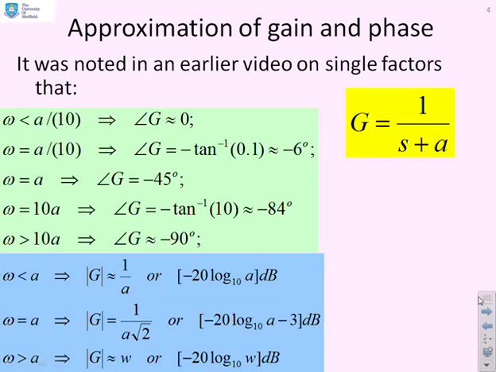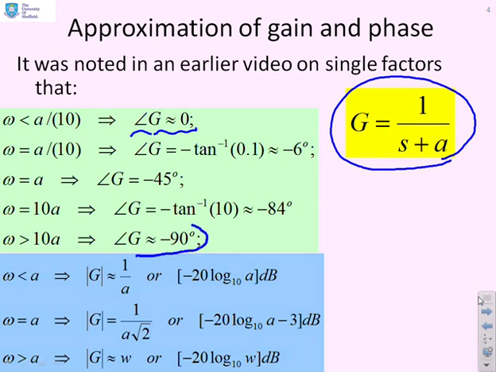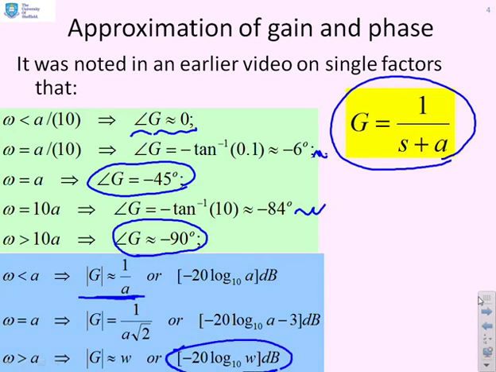So just a reminder of some of the approximations that we've used. If you have a simple factor of this form, G equals 1 over s plus a, then if omega is much less than a, the phase is roughly 0. If omega is much bigger than a, the phase is roughly 90. And if omega equals a, the phase is about 45 degrees. We might use these two intervals sometimes, but often we won't. What about the gain? If omega is much less than a, then the modulus of G is roughly 1 over a. If omega is much bigger than a, then we have this slope of minus 20 decibels per decade. And if omega equals a, then we have this 3 decibel offset.